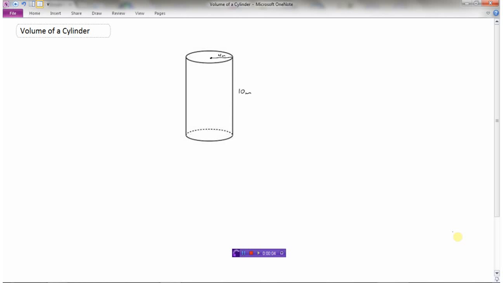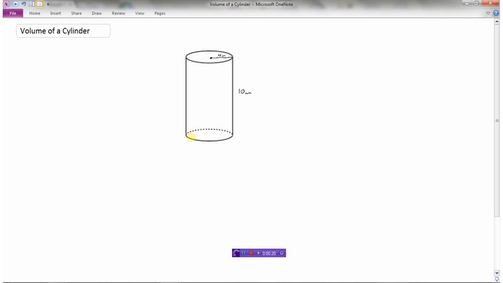So let's say we've got a storage tank here. The height of the storage tank is 10 meters, and the radius of the top is 4 meters. So in this video, we're going to look at the volume of a cylinder.